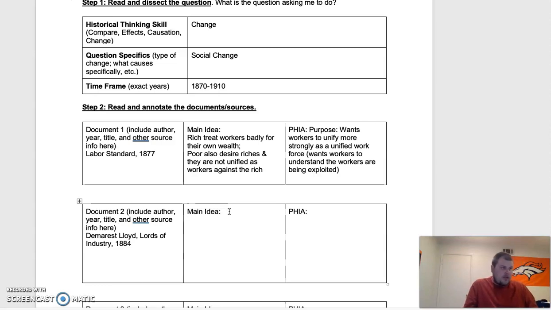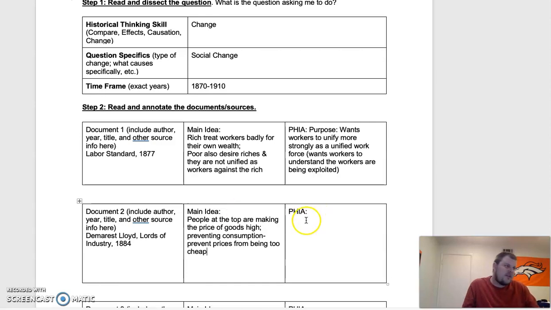And when I read what Demarest Lloyd is saying in this document 2, what I'm seeing here is he's saying basically the people at the top are making the price of goods high and preventing consumption because they're trying to prevent prices from being too cheap. So this is obviously a problem.